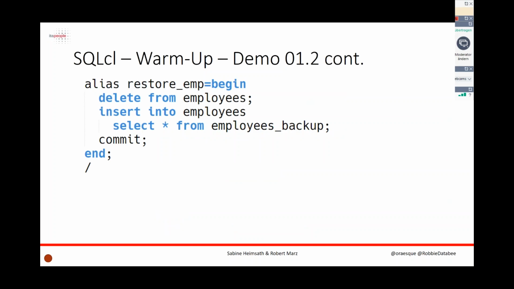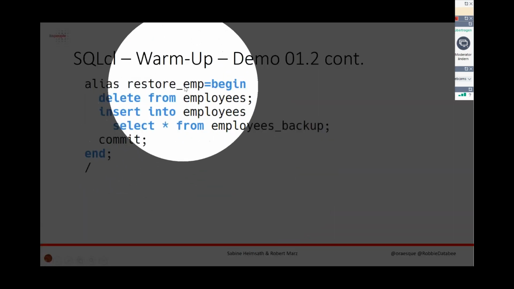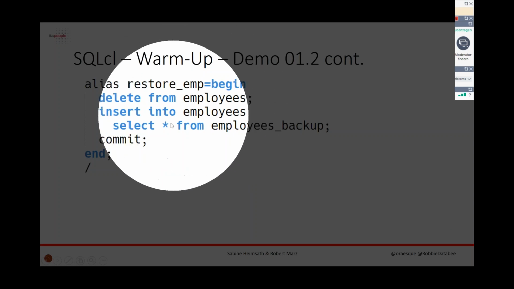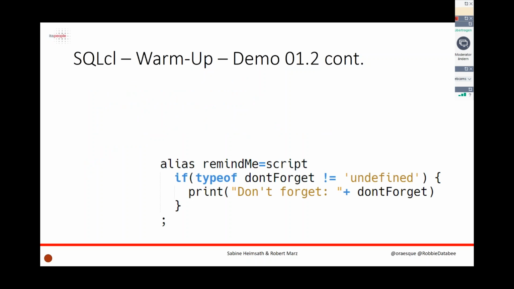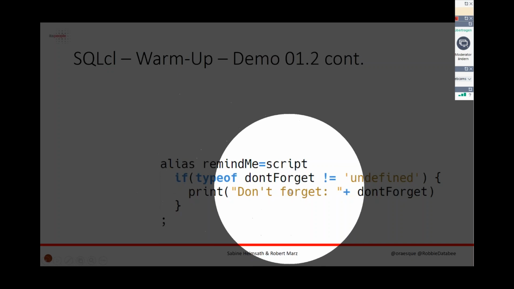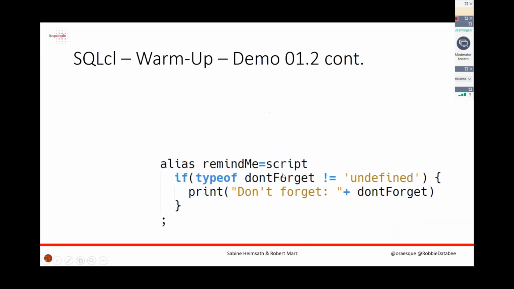And this is how it looks if you'd like to define a pure SQL alias. The keyword is alias, then the name of the alias, followed by the pure SQL block, begin and end. And if you'd like to define an alias in script, this is how the syntax looks. What this script does is print out the content of the don't forget variable, but only if it is defined. Otherwise, it will just print nothing.